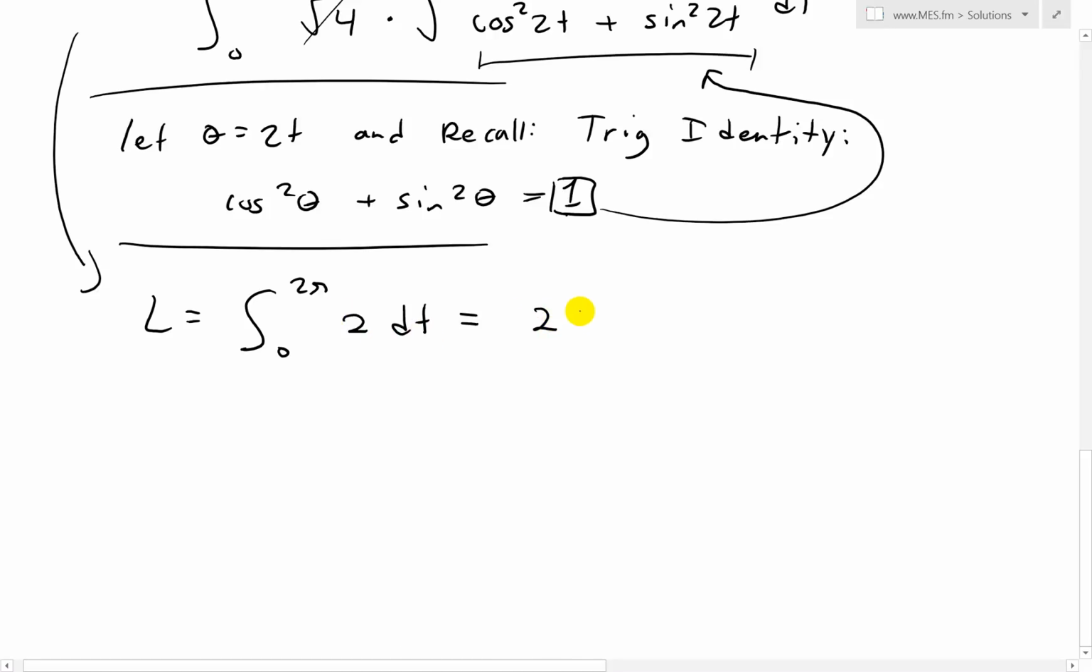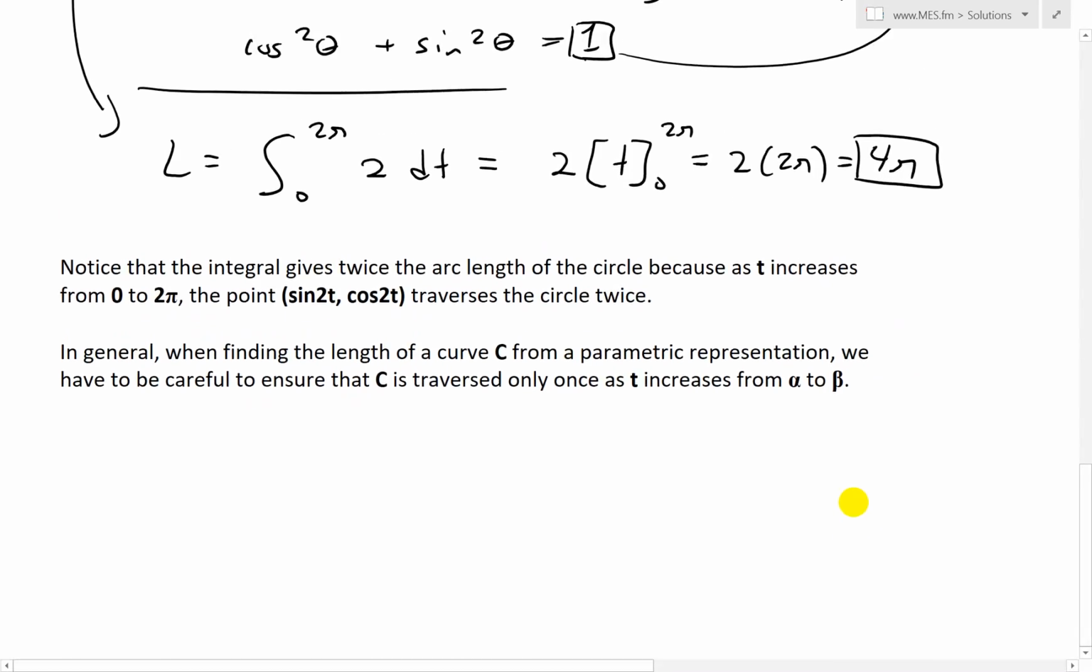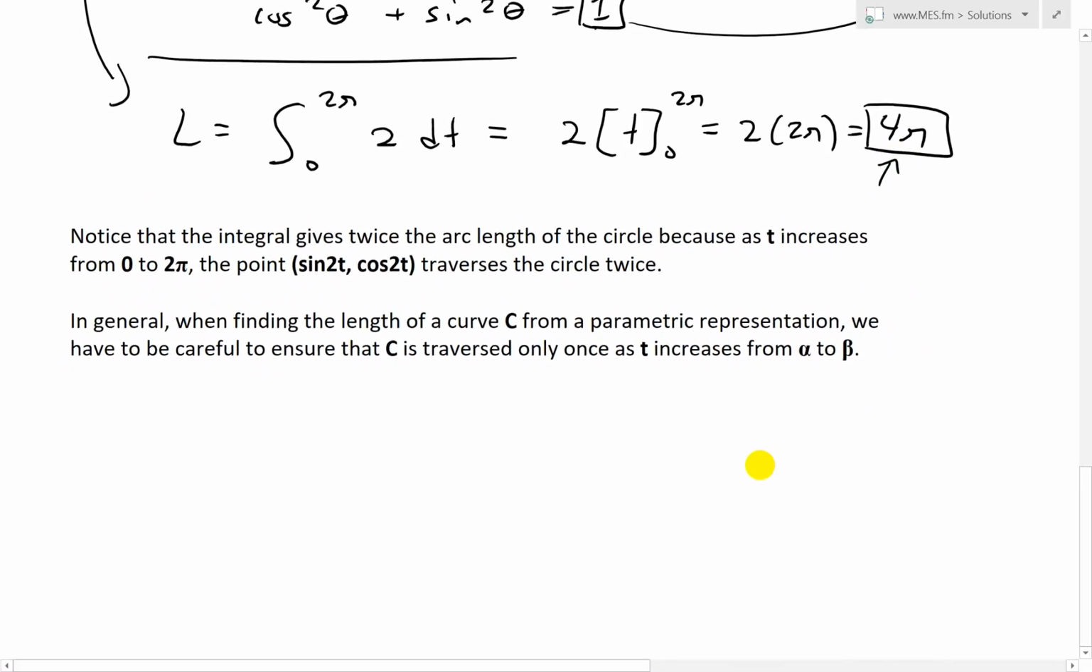Now this is just the constant 2, so we can take that out, and then we have t from 0 to 2 pi. This equals 2 times 2 pi minus 0, so 2 times 2 pi equals 4 pi. What's important to notice, as I explained before, is that this is rotating around the unit circle twice, so we get twice the circumference, or 4 pi.